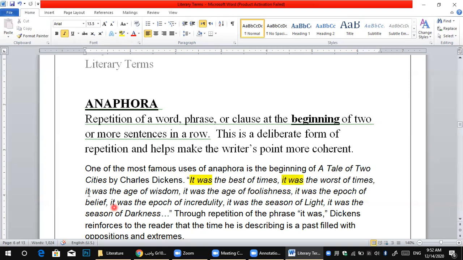It was it's also it was and it was and also it was.